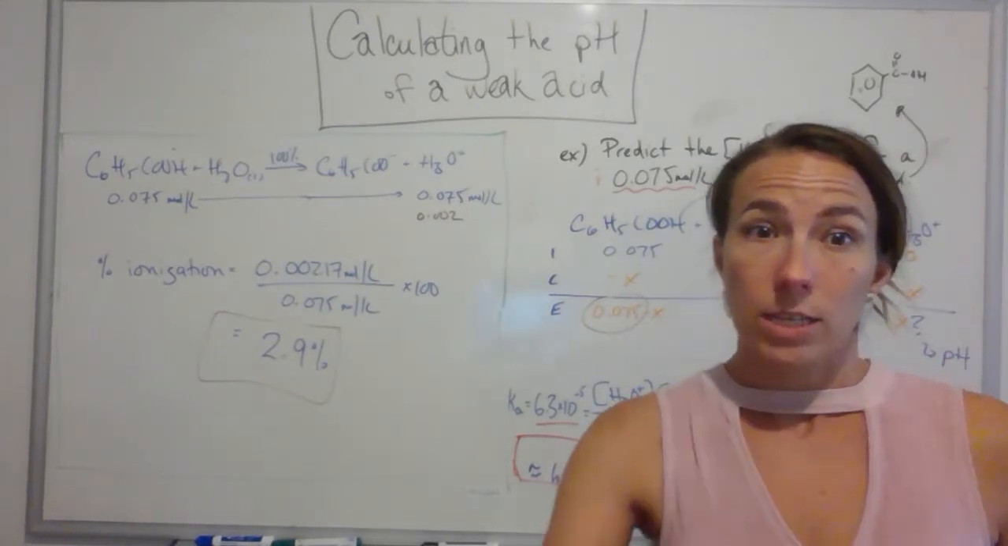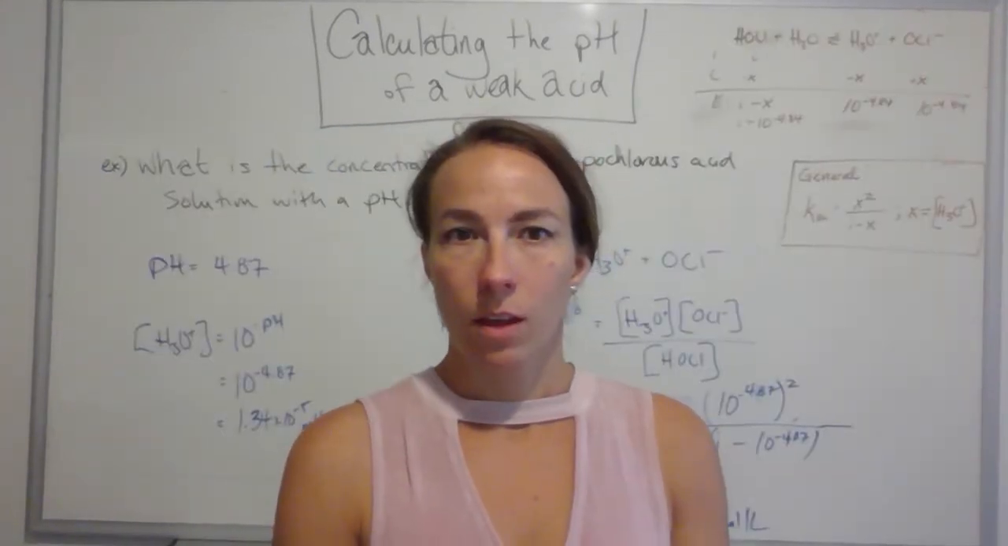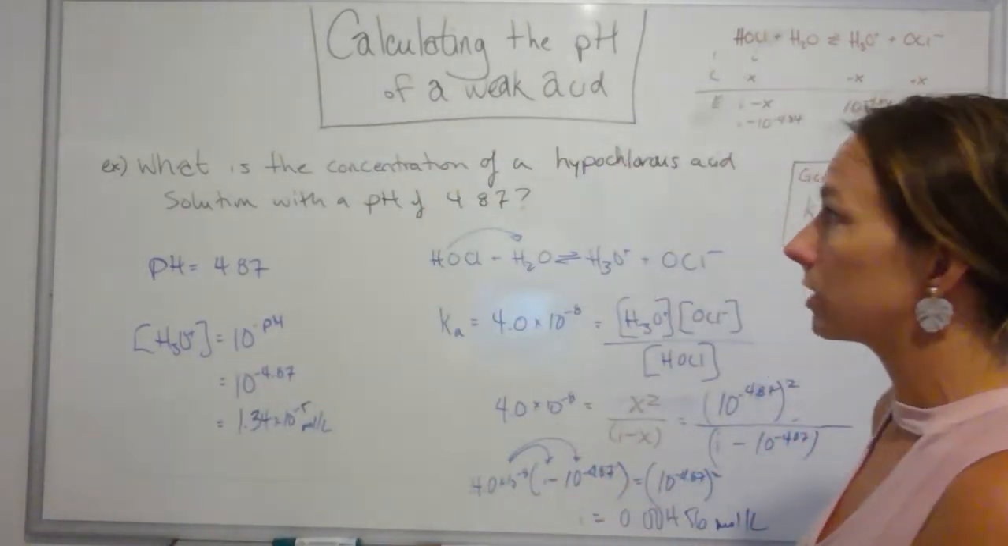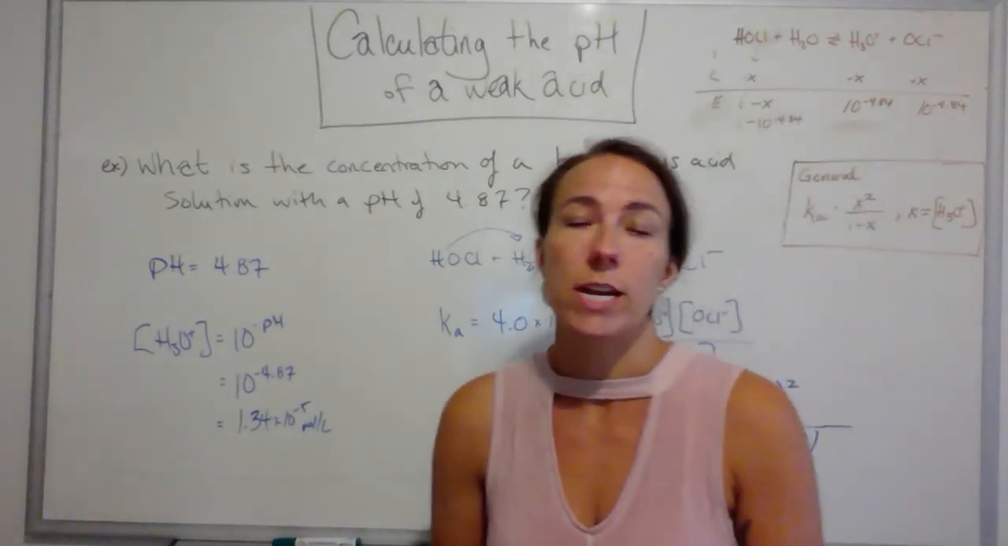Okay, let's try one more example. Okay, so what is the concentration of a hypochlorous acid solution with a pH of 4.87?